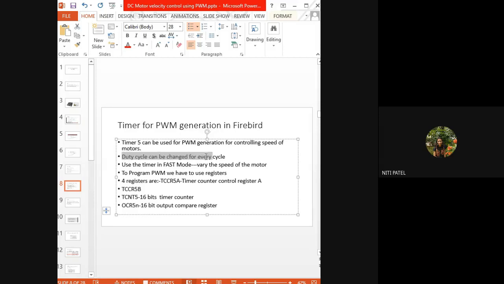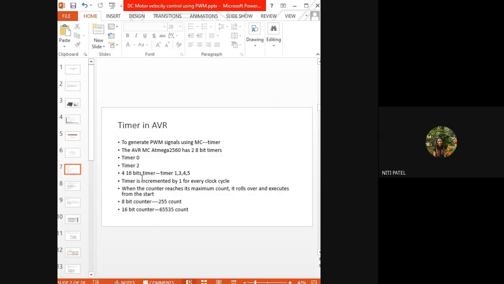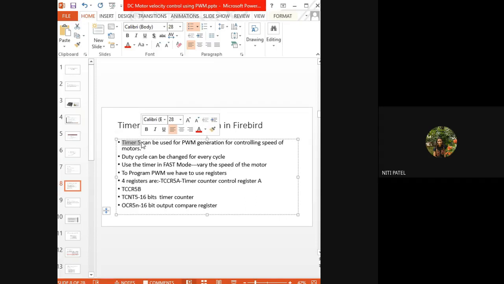Duty cycle can be changed for every cycle. So ये जो duty cycle है that we just studied, this can be changed for each and every cycle. That means we can increase and decrease the voltage. अगर मुझे चाहिए कि एक राउंड वो 5 वोल्ट पे घूमना चाहिए, तो एक 5 वोल्ट पे I can make it turn. If I want it should take a right turn in 10 volts, I can also change the duty cycle and make it turn towards right for 10 volts. Okay, so I have this flexibility in timer 5 where I can change the duty cycle in each and every cycle. That means I can change the voltage in each and every duty cycle.